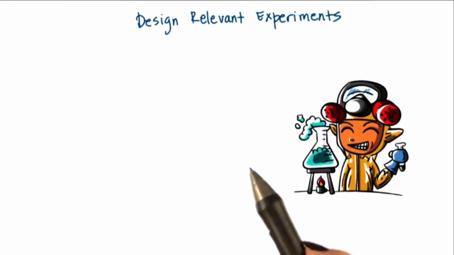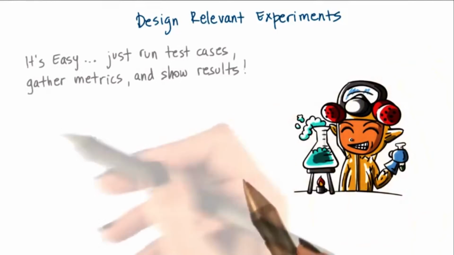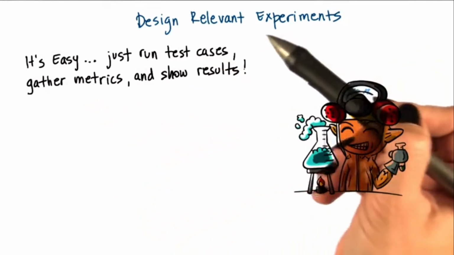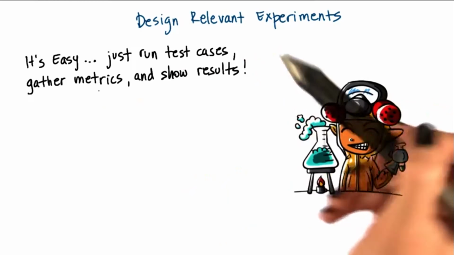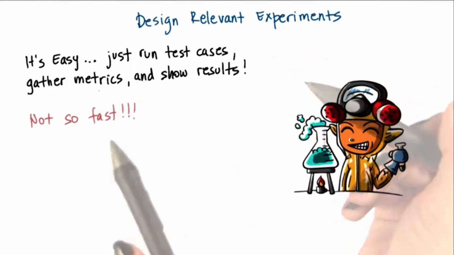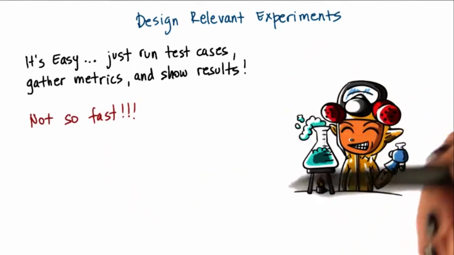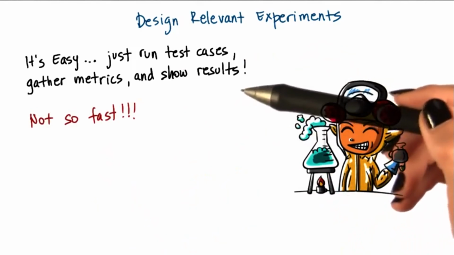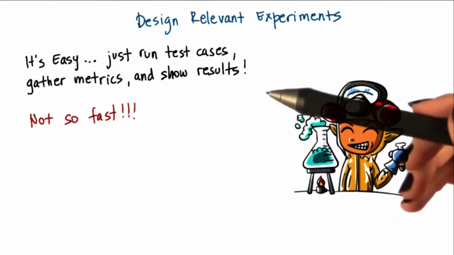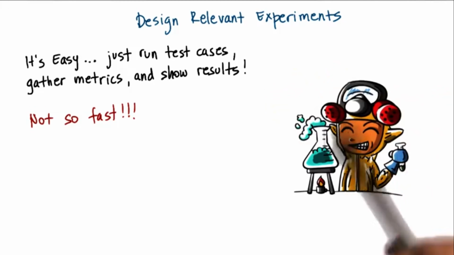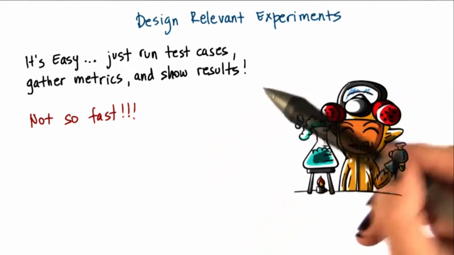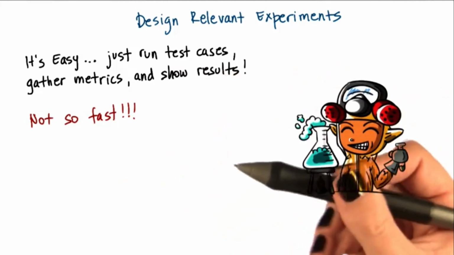Before we conclude this lesson, I'd like to spend a little more time to talk about designing experiments. It sounds like it's easy. We just need to run a bunch of test cases, gather the metrics, and show the results. Not so fast, actually. Running tests, gathering metrics, and plotting the results is not as straightforward as it might seem. There is actually a lot of thought and planning that should go into designing relevant experiments.